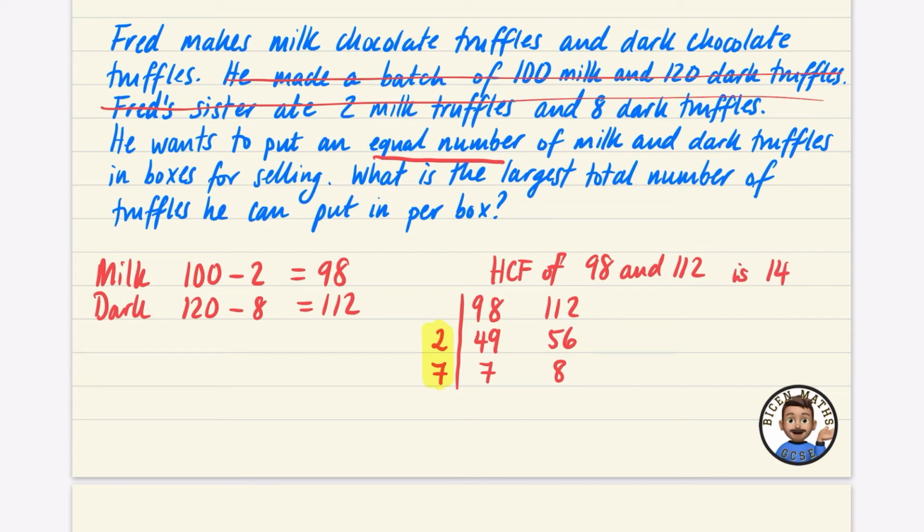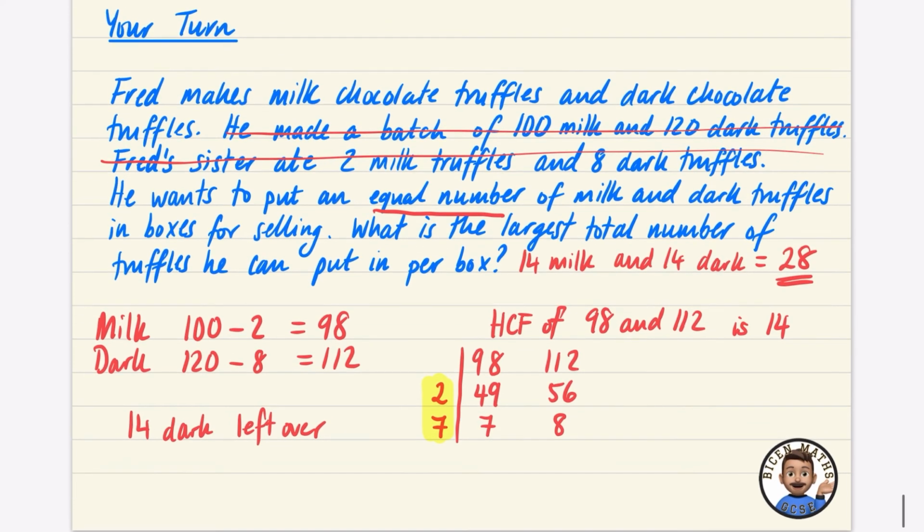So that's good. It means that he can put 14 milk truffles in a box and 14 of the dark ones in a box as well, because it's a factor of both of them. So the largest total number of truffles is going to be 14 milk and 14 dark, so the largest total is going to be 28. Now he is going to have some left over. He is going to have 14 dark left over, but we want the largest total number of truffles he can put in per box, using as many of them up as possible and all of the boxes having the same amount in.